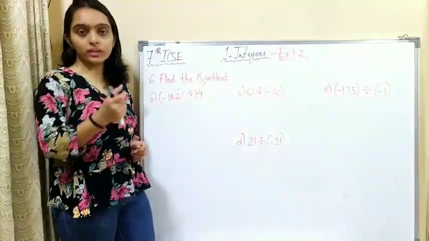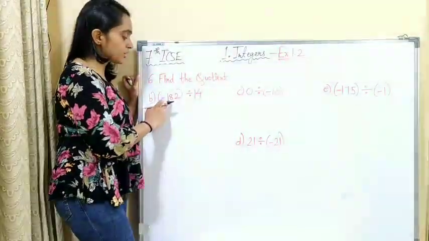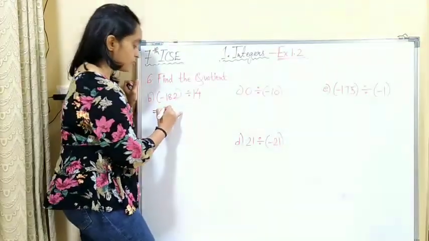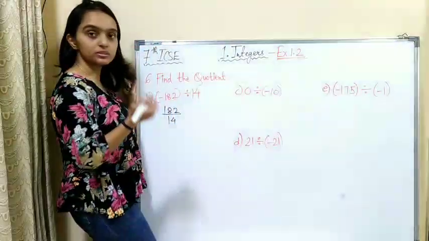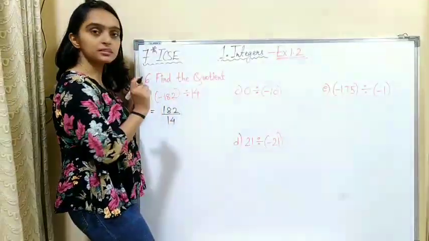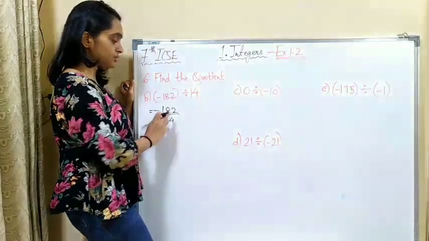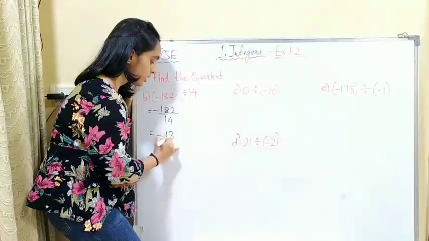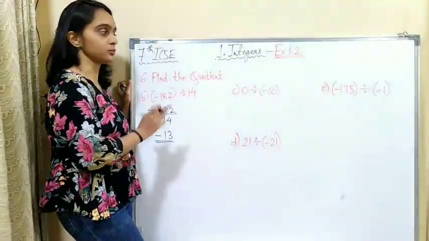The next question is find the quotient. So here you have to divide the given integer. The first question is minus 182 divided by 14. So therefore 182 divided by 14, and what about the sign? Minus plus is minus. So your final answer will be again in minus, and 182 divided by 14 gives you 13 as the quotient. So minus 13 is the answer.